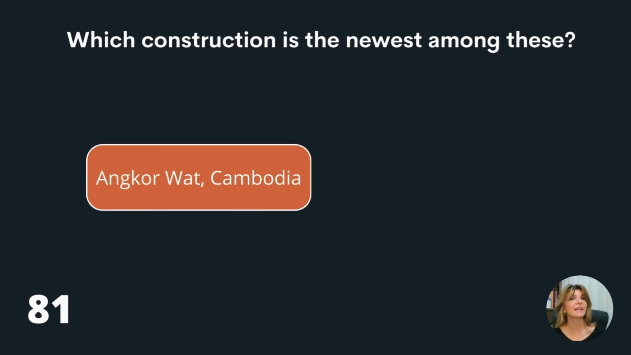Which is the smallest area among these? Andorra, Malta, or San Marino? San Marino.